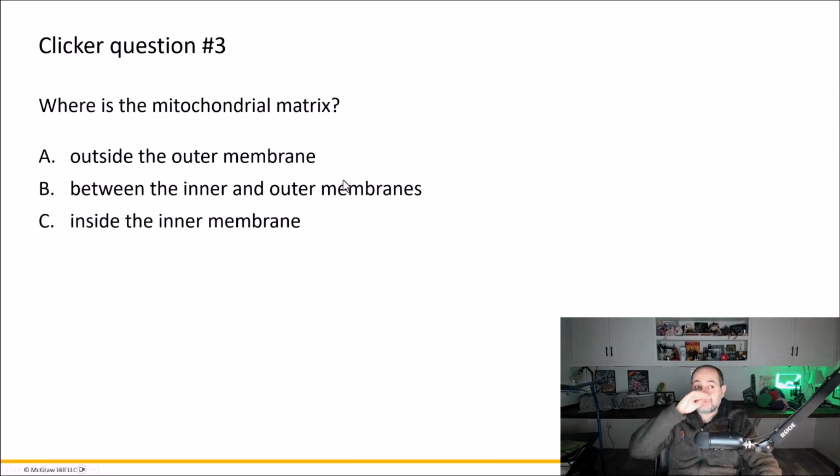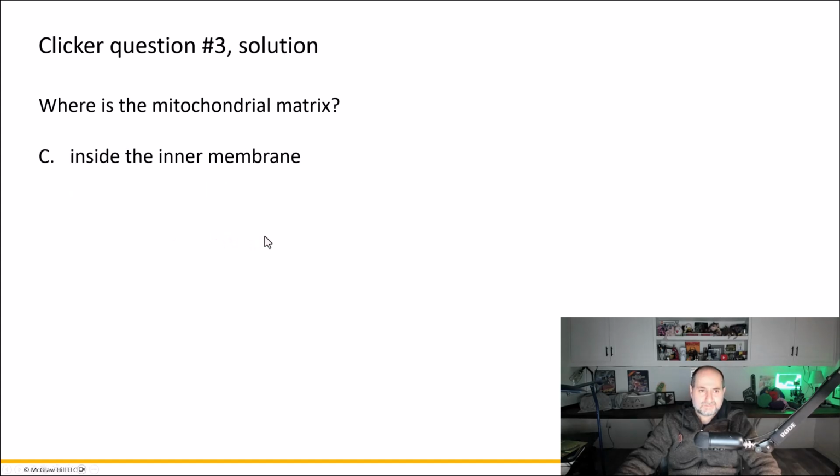And let's solve clicker question number 3 together. Where is the mitochondrial matrix? Is it outside the outer membrane? No, that's where the cytoplasm is, or the cytosol is. Is it between the inner and outer membranes of the mitochondria? No, that's called the intermembrane compartment, or the intermembrane space. Is it inside the inner membrane? That's it. It's inside the inner membrane.